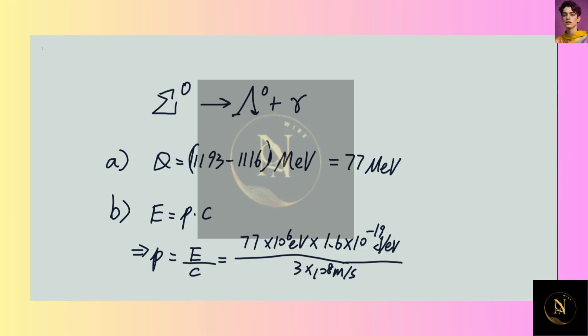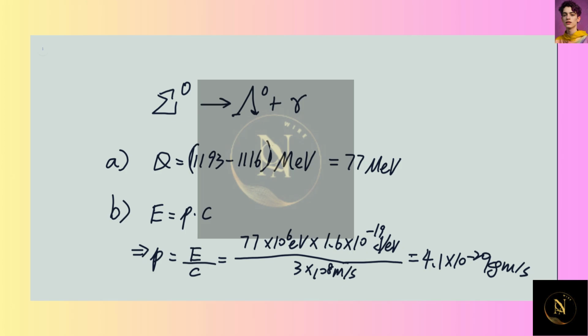So if we calculate this, we will get 4.1 times 10 to the negative 20 kilogram meter per second. So this is going to be the momentum of the photon in this case.